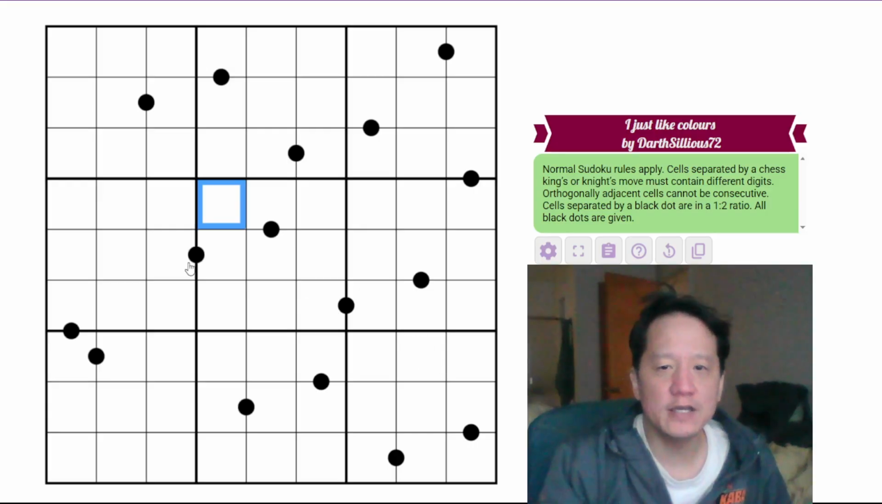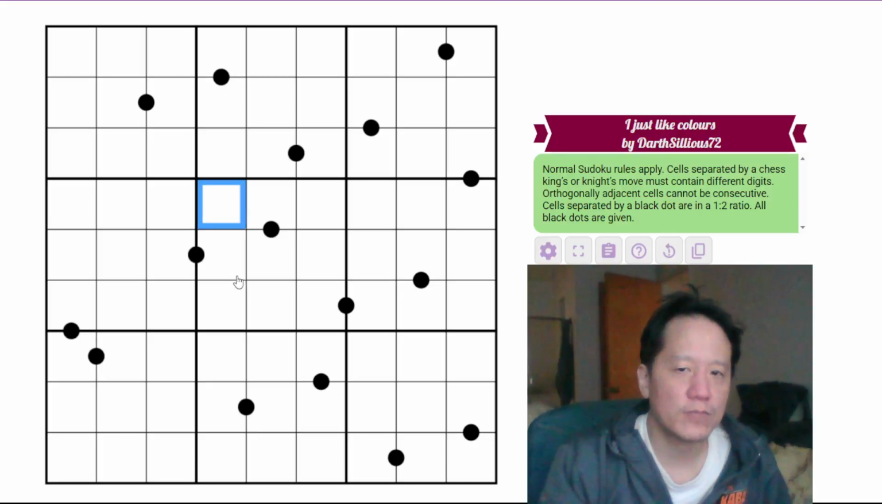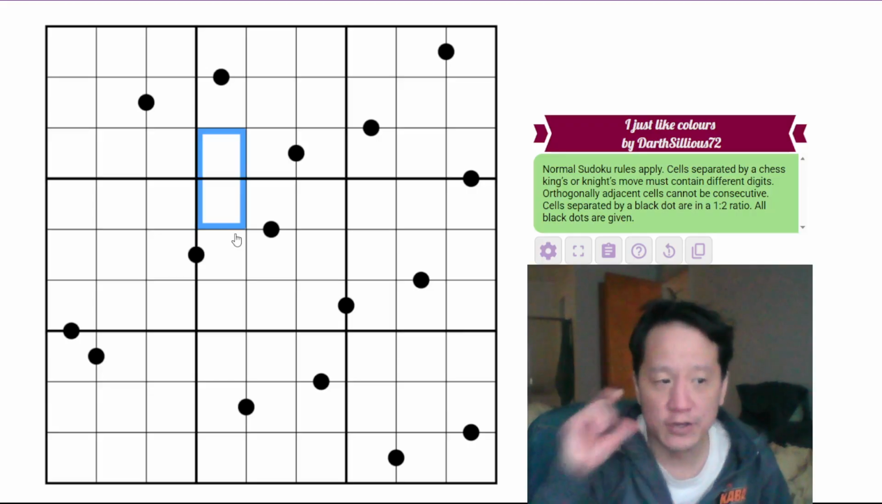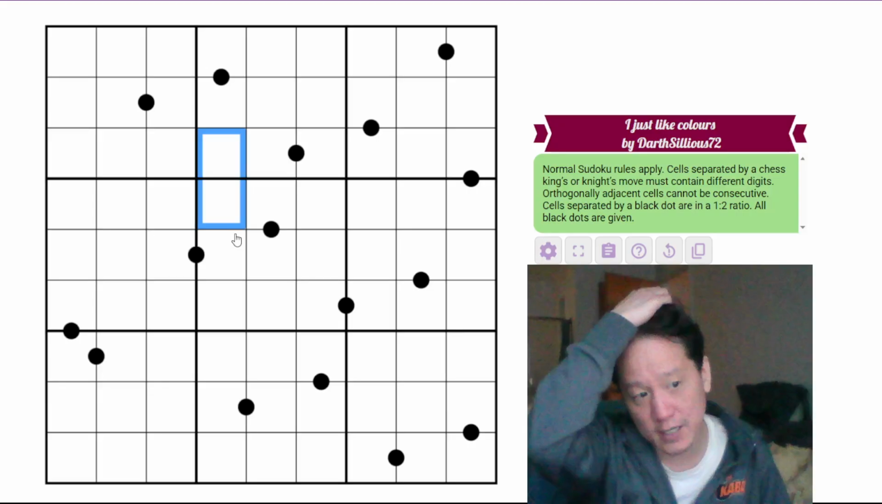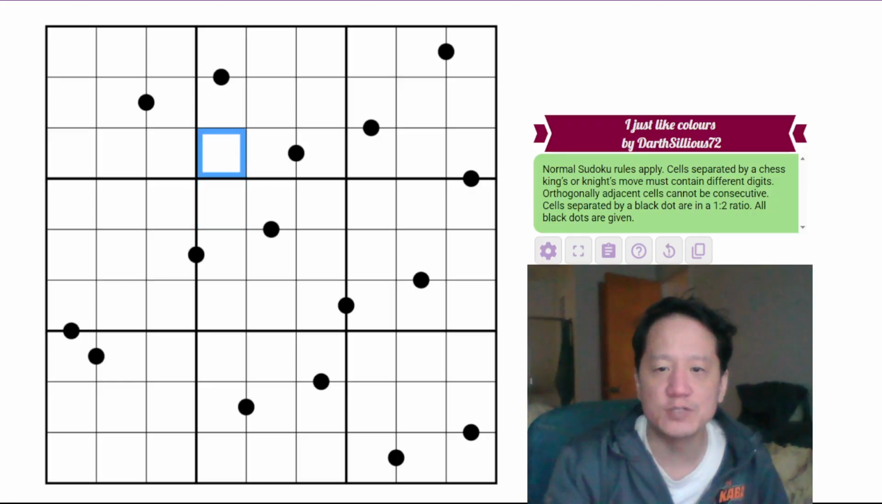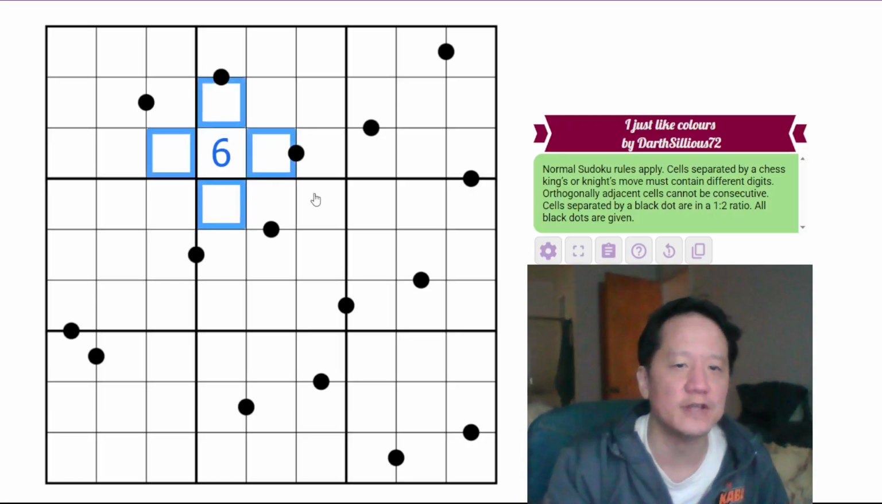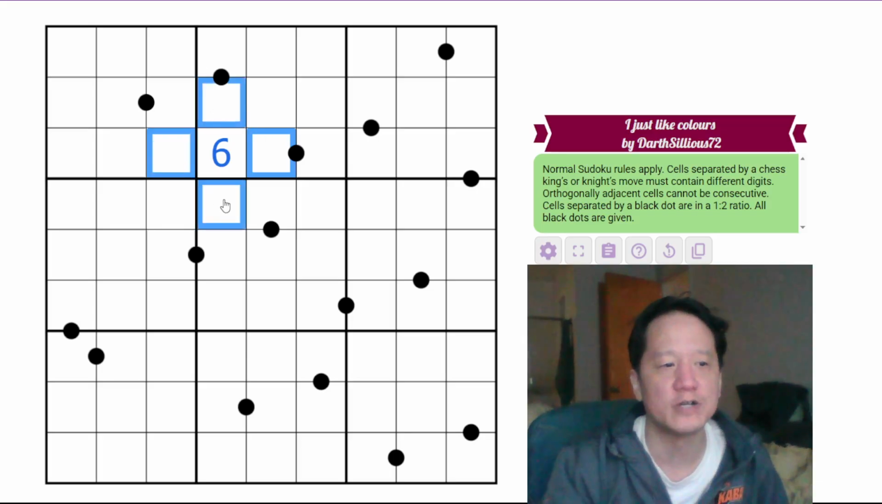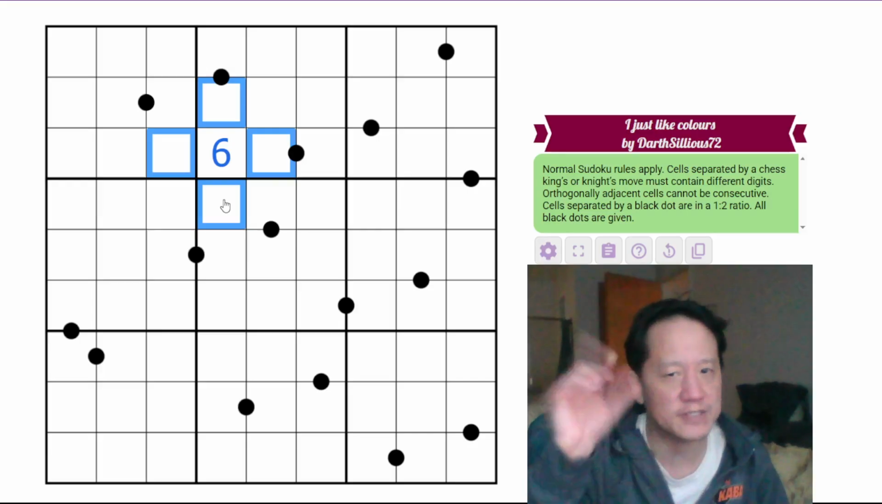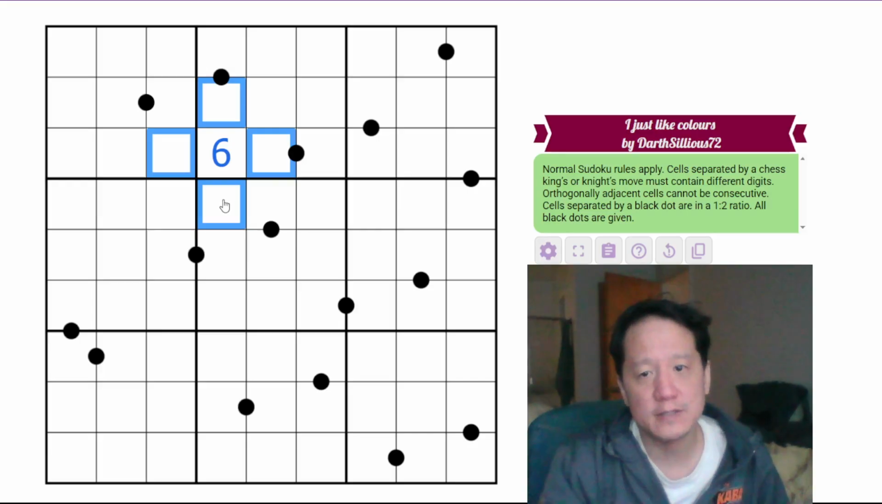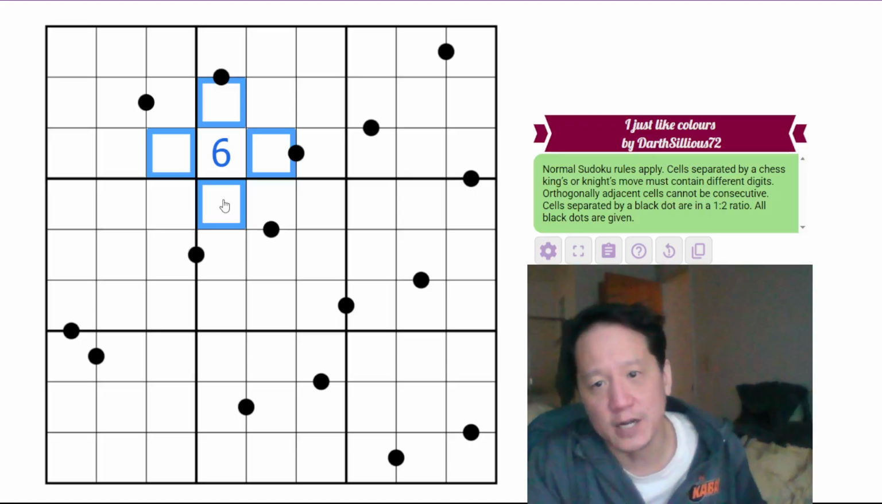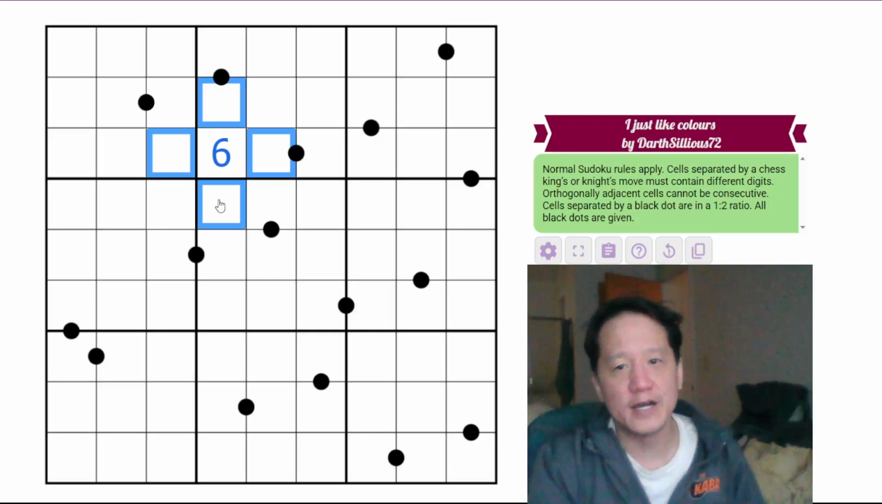Additionally, orthogonally adjacent cells cannot be consecutive. Orthogonally adjacent cells just means cells that share an edge, right? So these are orthogonally adjacent cells, and no orthogonally adjacent cells can be consecutive. For example, if this were a 6, the cells that share an edge with it cannot be 5 or 7, because 5 and 7 are consecutive with 6. So that is that rule set.